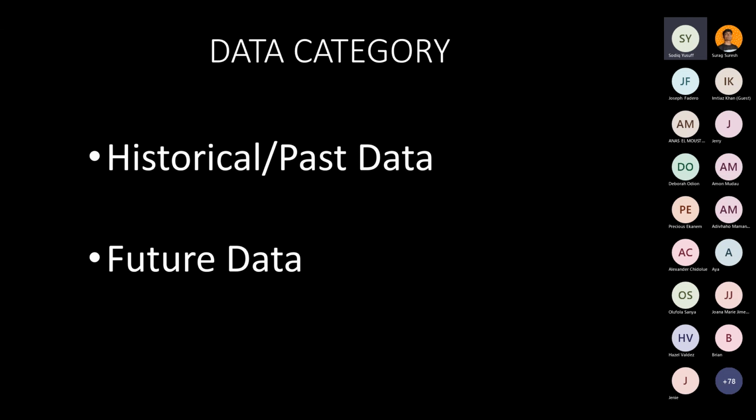Now, how do you identify a clean data from a dirty data? Any idea? Let's type in the chat. Any idea of how you identify whether a data is clean or not? What are the things that you need to look out for in a data before you can actually say this data is clean or this data is dirty?